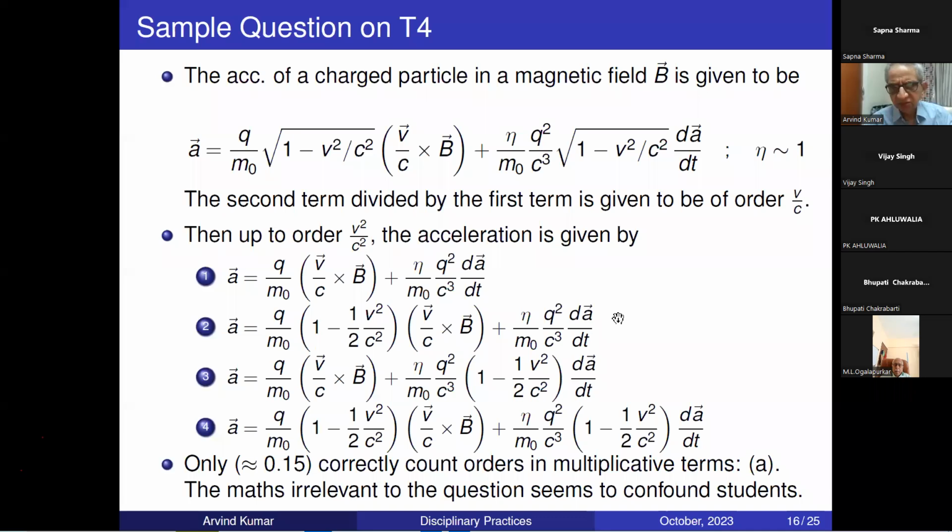And our hunch is, we cannot say, that the students just get confounded by the maths, that, oh, this is too much of maths, etc. There's hardly any maths. You just divide this by this, the square root cancels, and it immediately tells you dA by dt is of the order of V square by C square. And that's all, period.